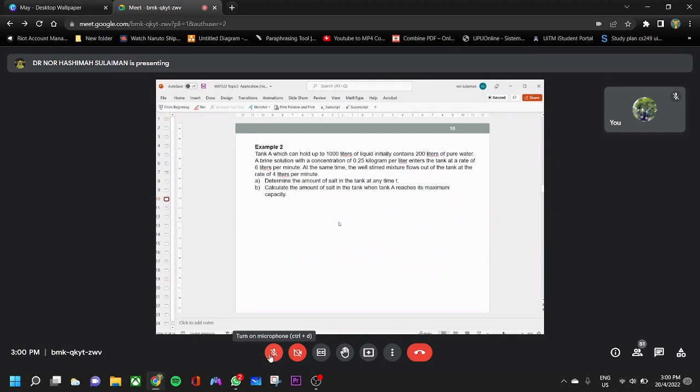Okay, example number 2, tank A which can hold up to 10 liters of liquid initially contains 200 liters of pure water. Okay, nampak tak perkataan apa? Pure water. Kalau yang tadi, dia masukkan larutan garam kan? Dia ada concentration, betul tak? So kalau pure water? Air kosong. Air yang tak ada apa-apa.